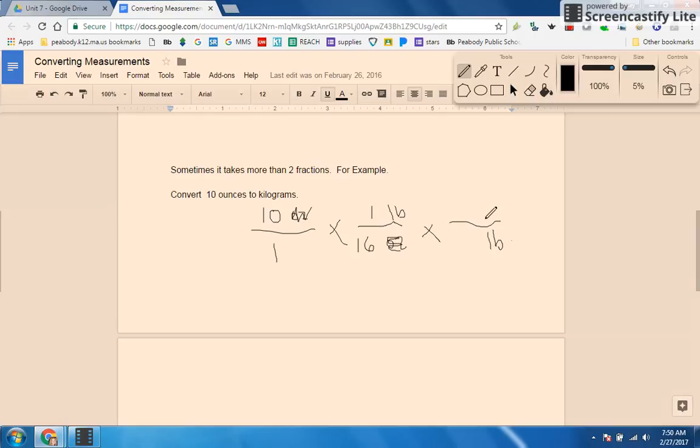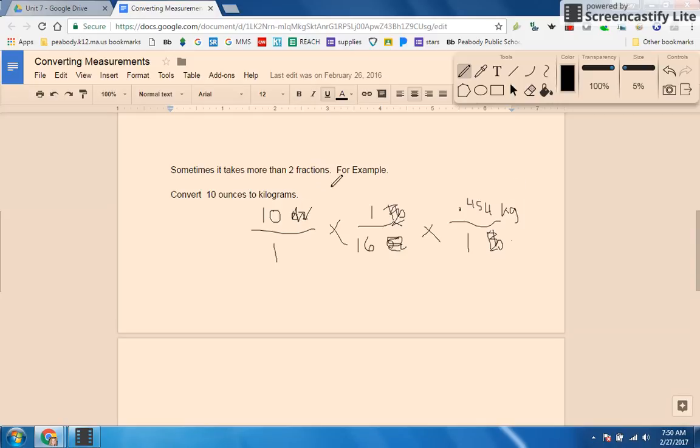If I look at my chart, the chart that I gave you, it actually says that 1 pound equals 0.454 kilograms. And now I want to see if I can cross cancel anything, which is my goal. So pounds are diagonally across, so I can cross those out. And now every single label is crossed out except for kilograms, which is what I want. So now all I have to do is multiply the fractions.